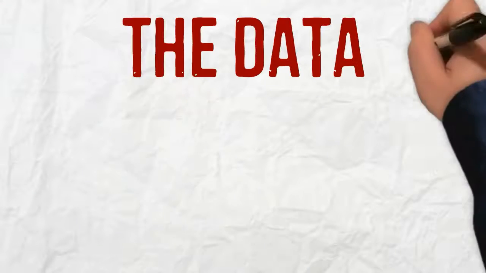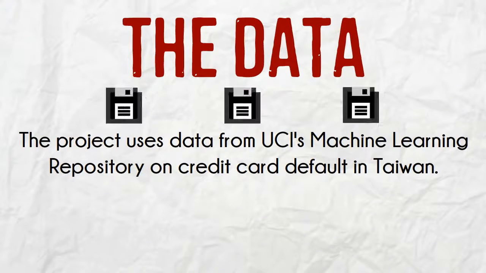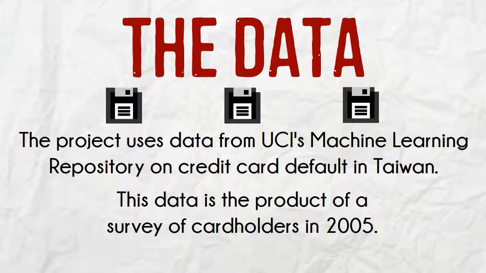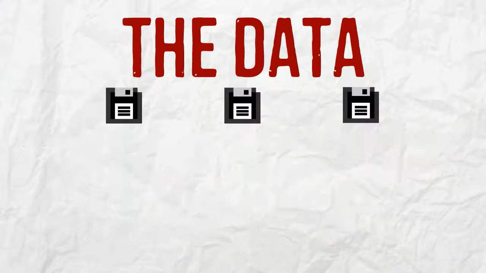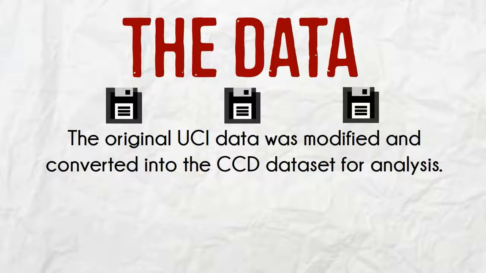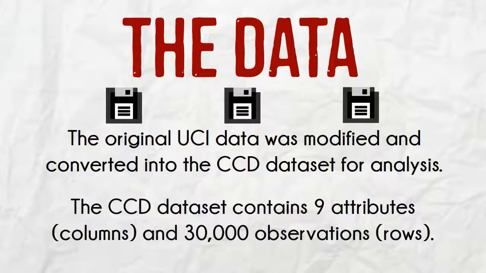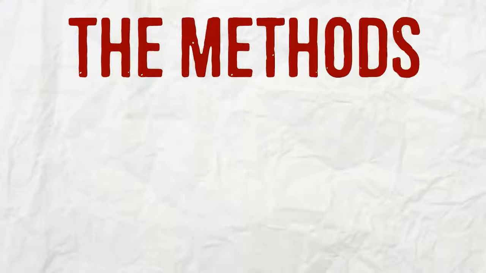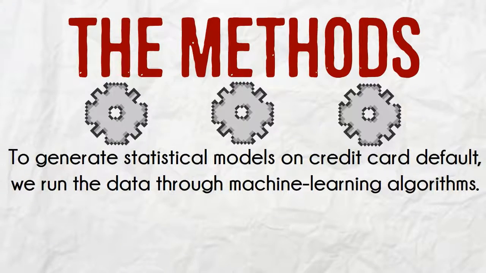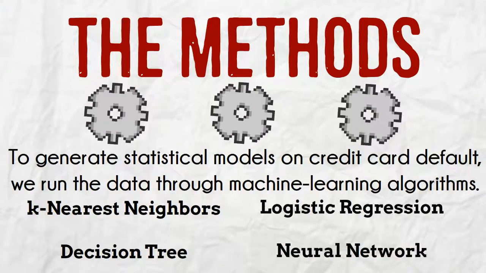This project uses data from the UCI machine learning repository. The data is on credit card default in Taiwan, and it came from a survey of cardholders in 2005. I took the original dataset and modified it some, turned it into the CCD, it stands for Credit Card Default dataset. The CCD dataset contains 9 attributes and 30,000 observations, and I'll go over later how I modified it and why.